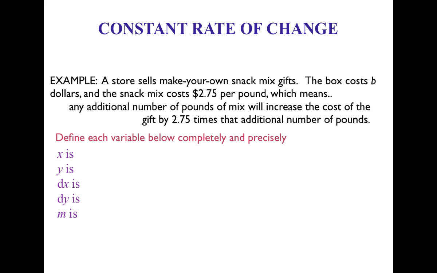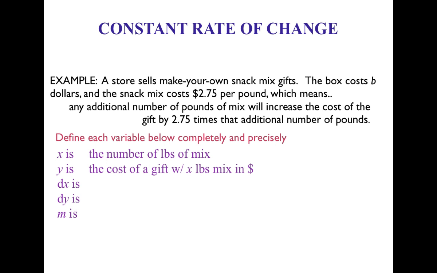All right, Melanie's going to tell us what they came up with here. What do you think x is? So x is the number of pounds of the snack mix. Number of pounds of snack mix. Almost to the word. Okay, and what you said y was? The cost. Cost of what? The cost of the total, like the snack mix, including the box. The cost of everything, the box and the gift box with that many pounds in it.